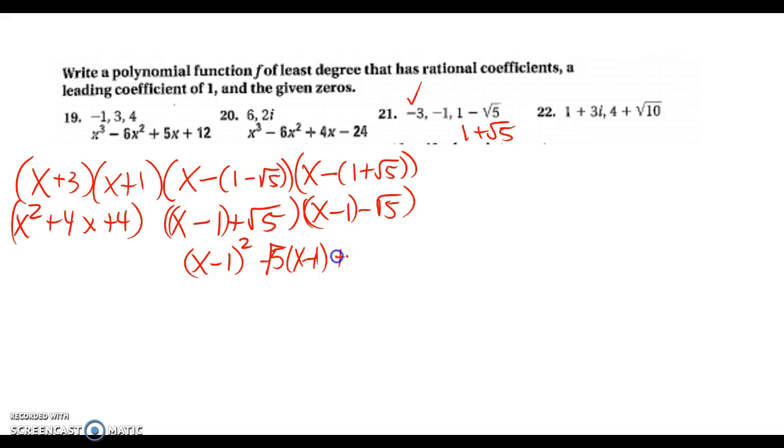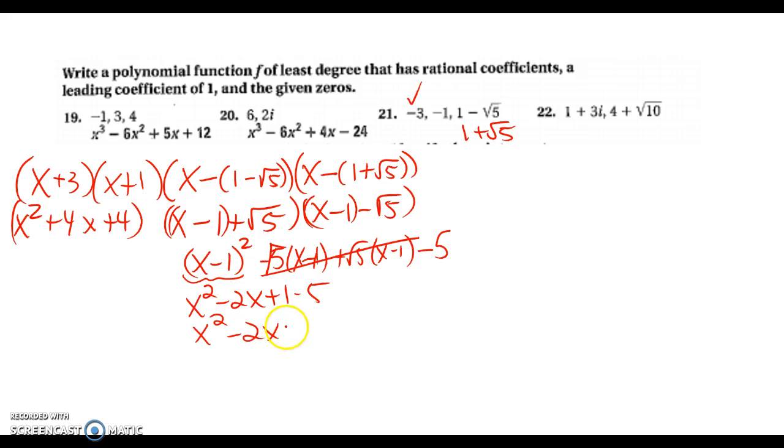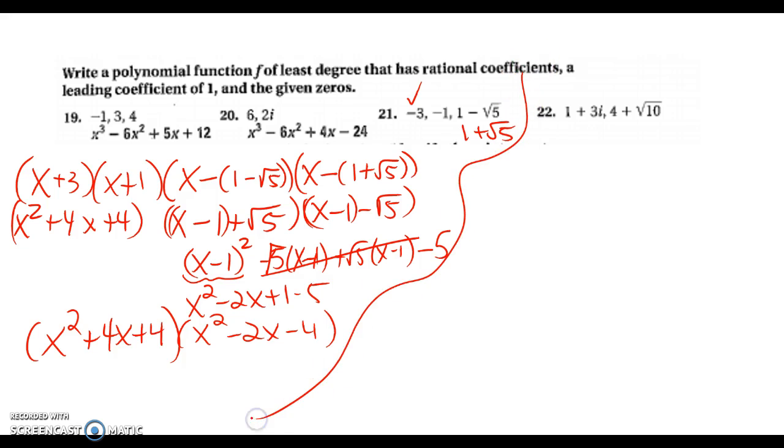X minus 1 plus the square root of 5 times x minus 1 minus the square root of 5. Those drop out. If I FOIL this, it's x squared minus 2x plus 1 minus 5. It's x squared minus 2x minus 4. So now we have to do this times this. I'll let you finish that. It's multiplication, but I hope you can get that far.